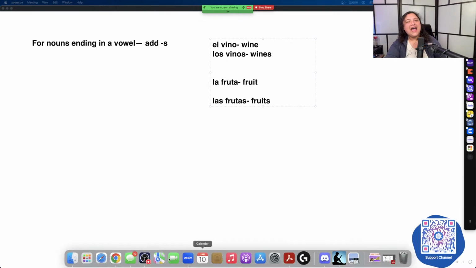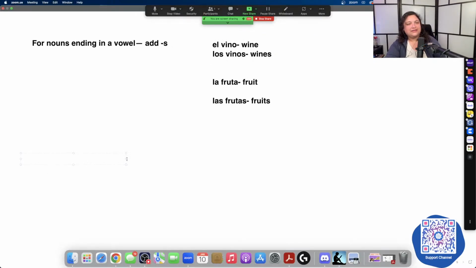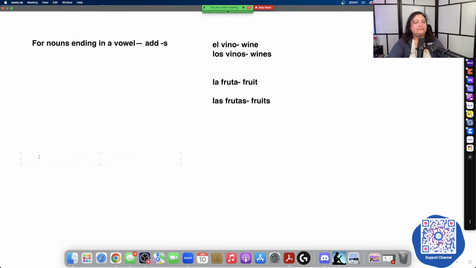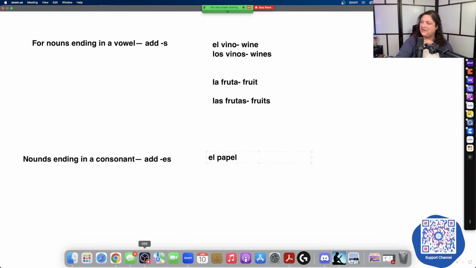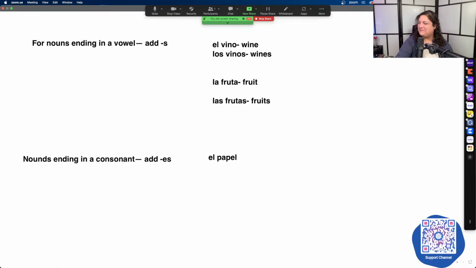Now, for nouns ending in a consonant, we're just going to add es. So for an example, el papel. ¿Qué significa papel? There are actually two meanings. But does anyone know what papel means?